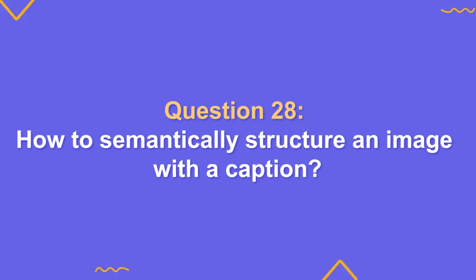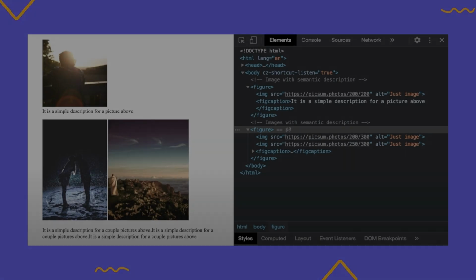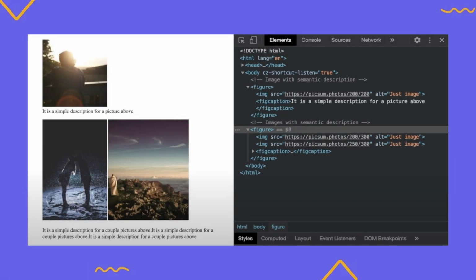How to semantically mark up an image with a caption. To properly mark up an image with a caption, you can use two tags: figure, where the image is inserted using the img tag, and figcaption, which is placed inside figure and contains the descriptive text. It's important to note that using these tags doesn't replace the need for the alt attribute on the image. The caption can be related to one image or several.